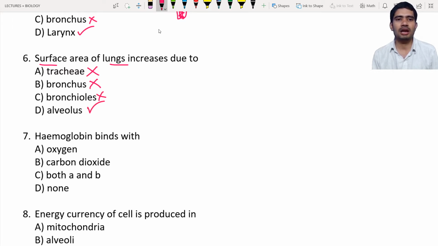Why? Because they are sac-like structures. They are going to increase the surface area. Remember, if the surface area increases, the rate of absorption of gases also increases. So to increase the rate of absorption of gases, the surface area is increased. Hence that is possible only with the help of the alveolus, which is present in the lungs. So this option is D.